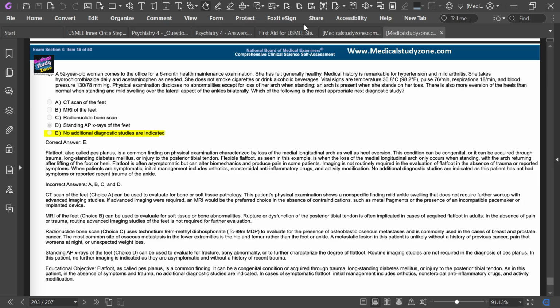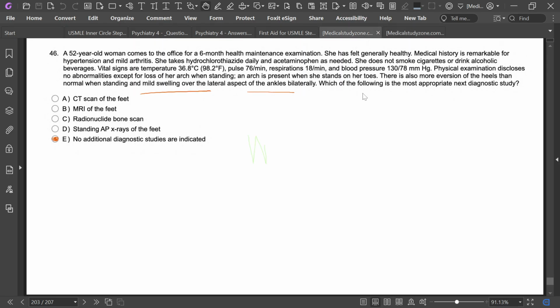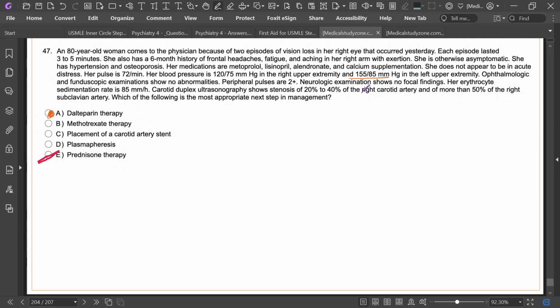Next. An 80-year-old woman comes to the physician because of two episodes of vision loss in her right eye that occurred yesterday. Each episode lasted 3 to 5 minutes. She also has a 6-month history of frontal headache, fatigue, and aching in her right arm with exertion. She has hypertension and osteoporosis. Medications are metoprolol, lisinopril, alendronate, and calcium supplementation. She does not appear to be in distress. Pulse is fine. BP is high in the right upper extremity and also high in the left upper extremity.